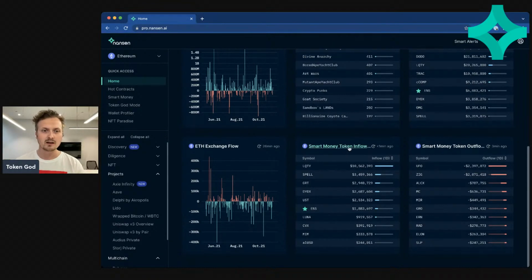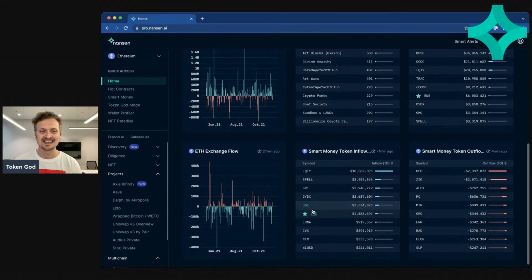So smart money token inflows means that the aggregate segment of addresses that we have classified as smart money, what tokens have they been accumulating, either like receiving tokens or buying them, and which tokens have they been sending out of their wallets in the last 1 day, we see here. And so maybe a few things to dive into.